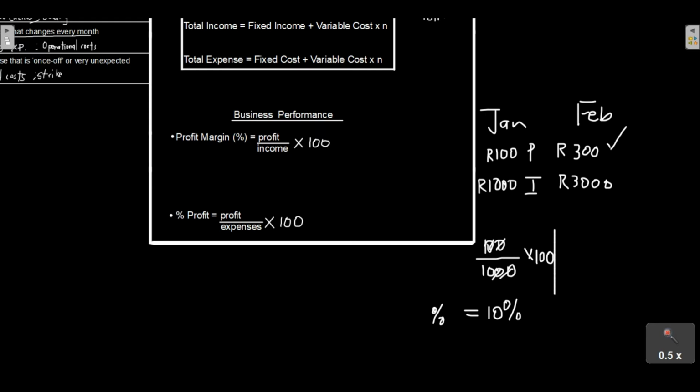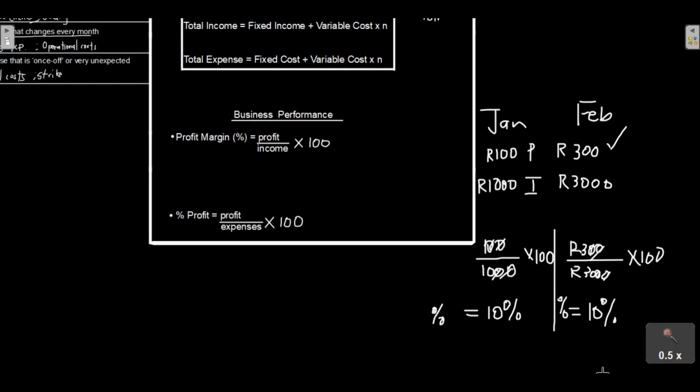And then for Feb, I do the same thing. So it will be 300, that is my profit, divide that by 3,000, multiply by 100. Okay, do the same thing, that is going to be 0.3 times 100, that is going to be 30%. Actually, this is going to be 10% as well. I mean, okay, it's going to be 10%.